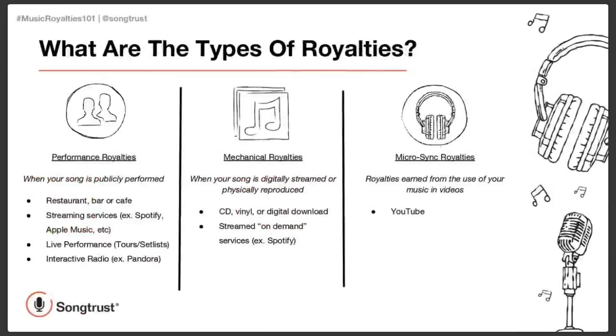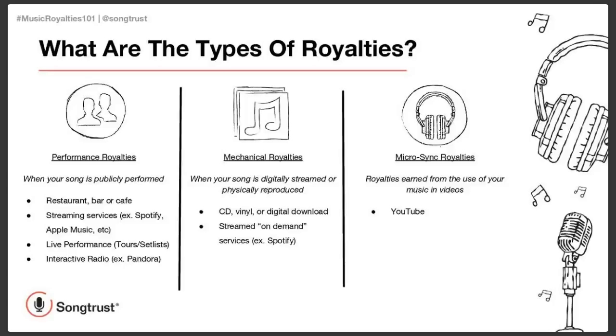So getting a little further into the different types of royalties, performance royalties are generated when your song is publicly performed. This could be a live performance that you do, like on tour, even at a restaurant, bar, or cafe. They're also generated from streaming services like Spotify and Apple Music, and also interactive radio, so only paid Pandora accounts.